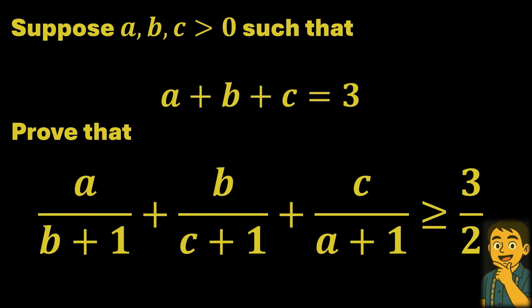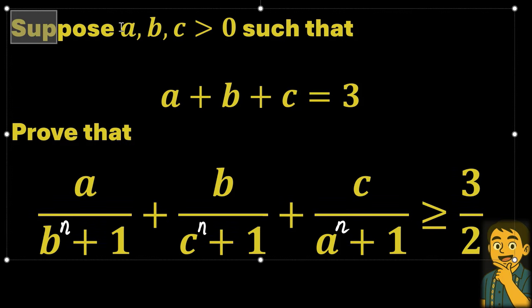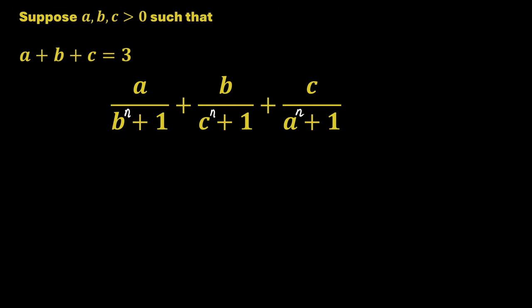So people may ask, will it be true when we consider a over b to the power n plus 1, plus b over c to the power n plus 1, plus c over a to the power n plus 1? Will it always be greater than or equal to 3 over 2? And the answer is obviously no. Why is it so? Suppose we have this condition and we let k be the expression.